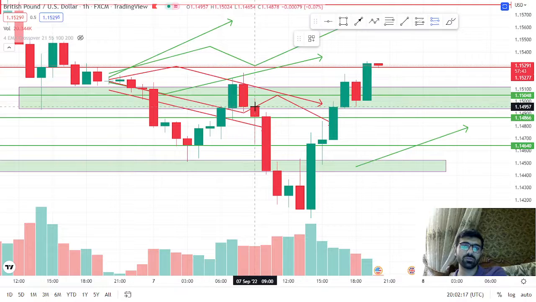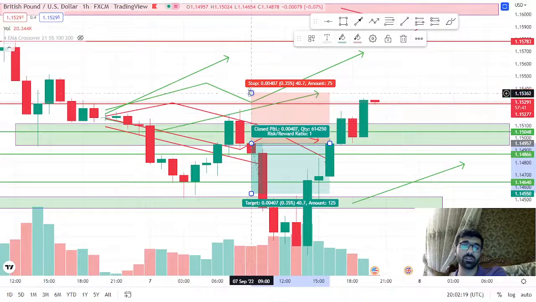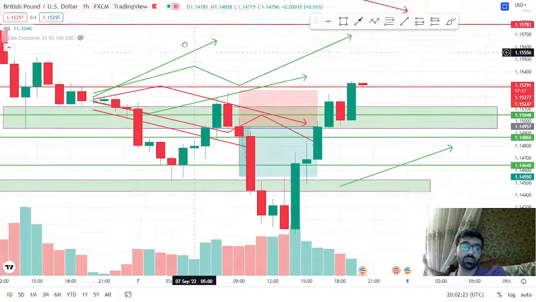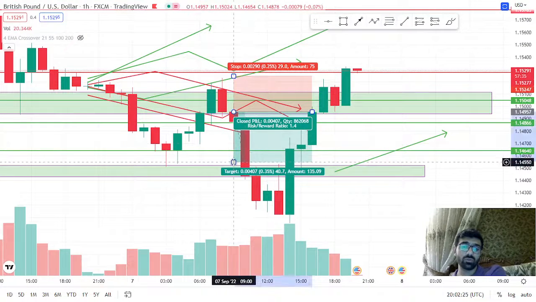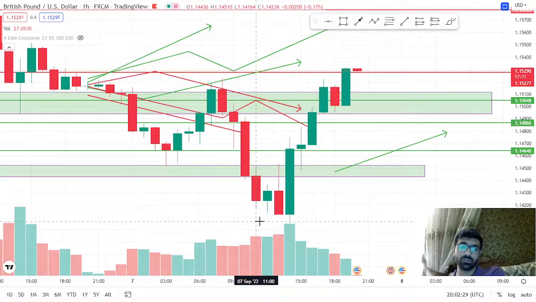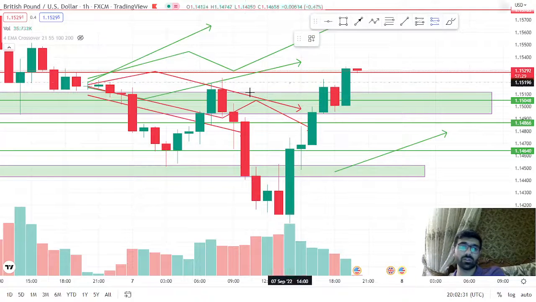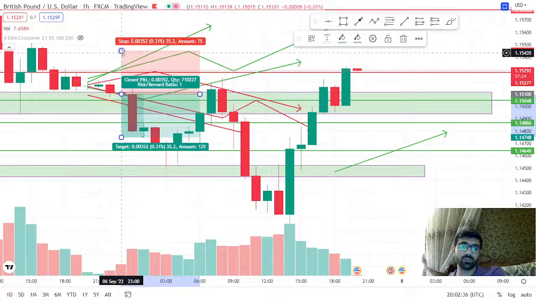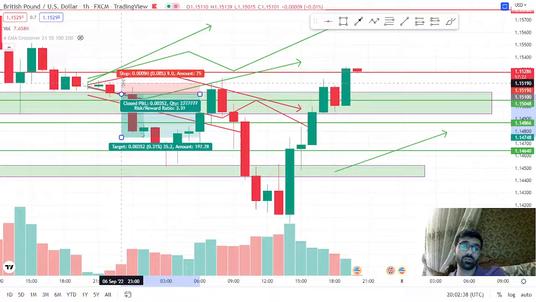So for example, if we would have traded over here, profit would be approximately 3% in this trade. And if you would have gone short from here, then profit.